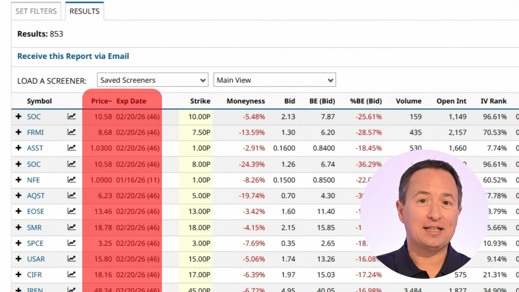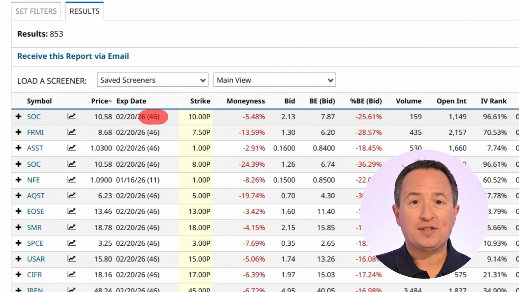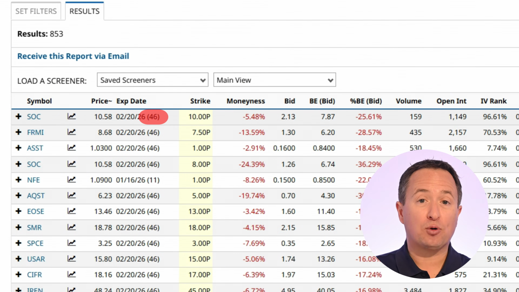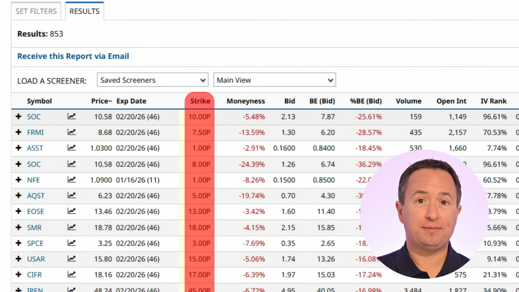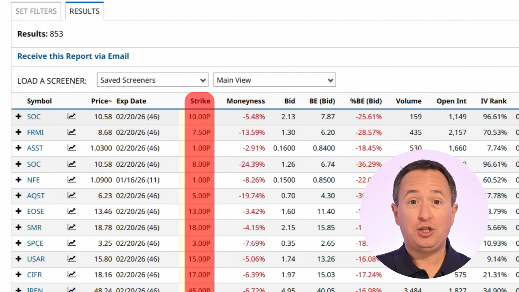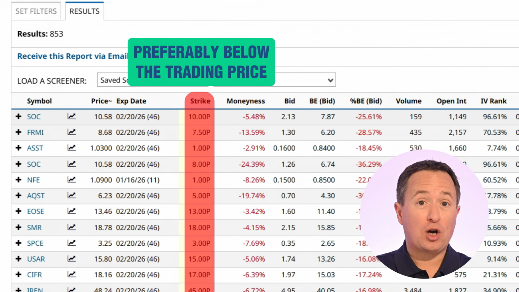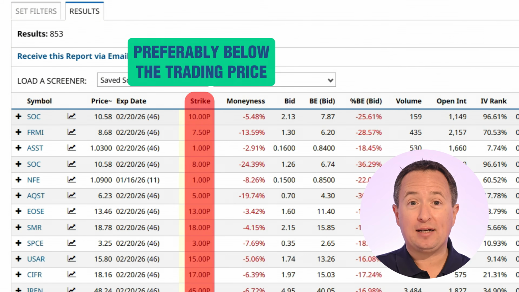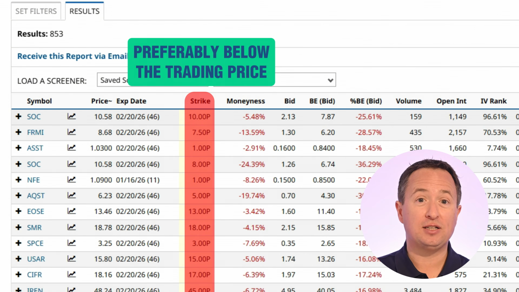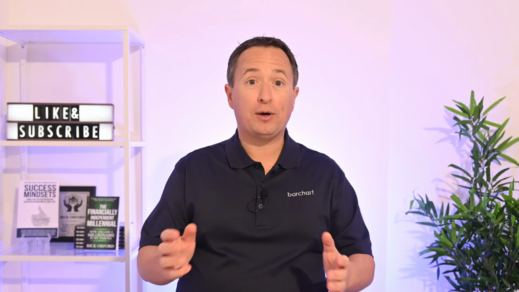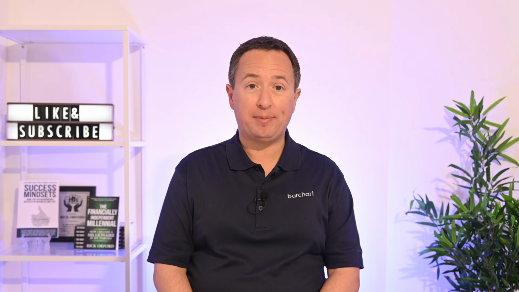First is the asset's current trading price and expiration date, which is important context when trading options. The parentheses here indicate the days to expiration, or DTE. Next is the actual strike price. Now, with a cash secured put, you'll usually want to sell one with a strike price that's below the current trading price. If you want to generate income with a lesser chance of being assigned, you'll sell one at an even lower strike price. And I'll talk more about how to choose your strike price in a bit.